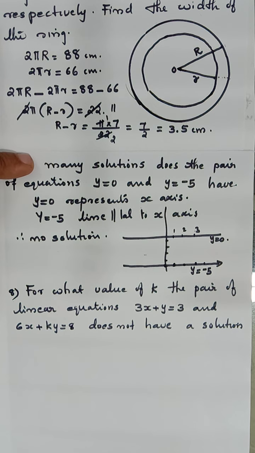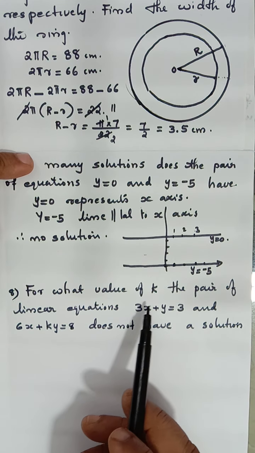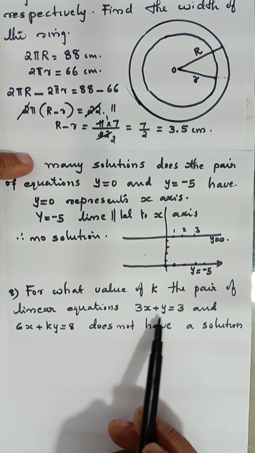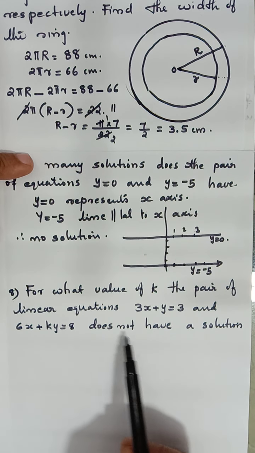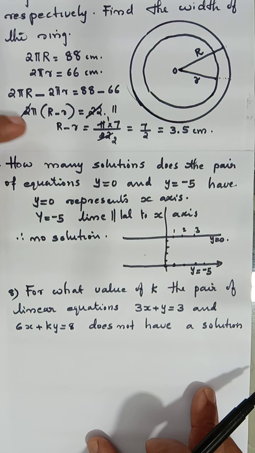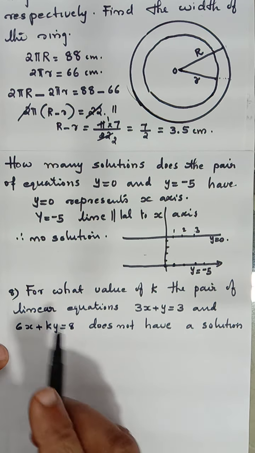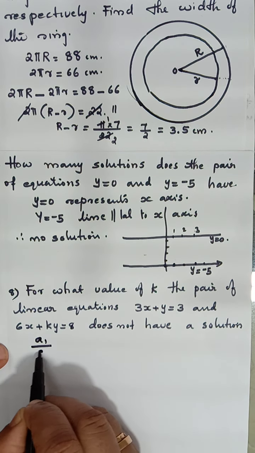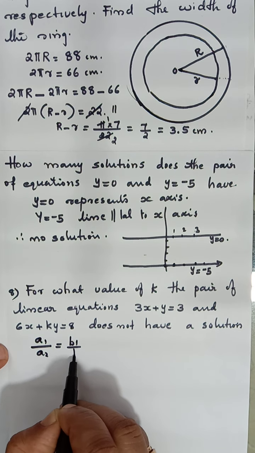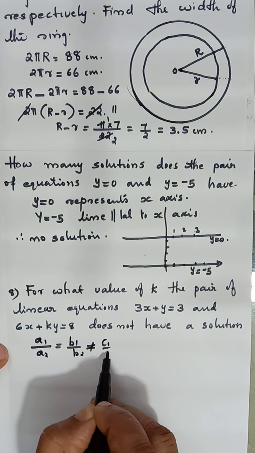We know the condition for no solution. See the question. For what value of k does the pair of linear equations 3x + y = 3 and 6x + ky = 8 not have a solution? What is the condition for no solution? a1/a2 = b1/b2 ≠ c1/c2. Isn't it? Then there is no solution. Parallel lines will be obtained. So that is the condition we have to write: a1/a2 = b1/b2 ≠ c1/c2.